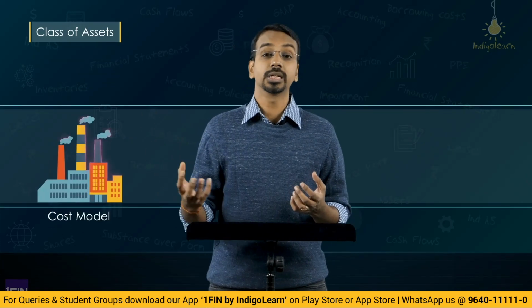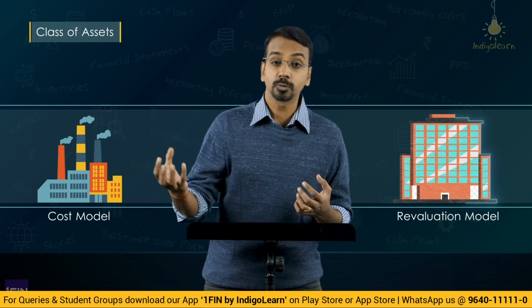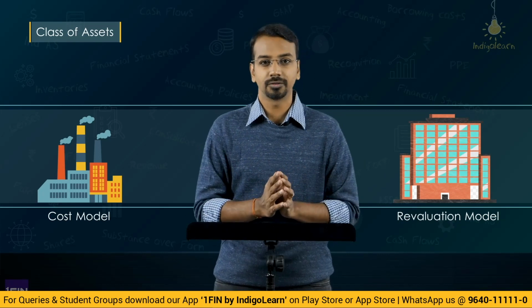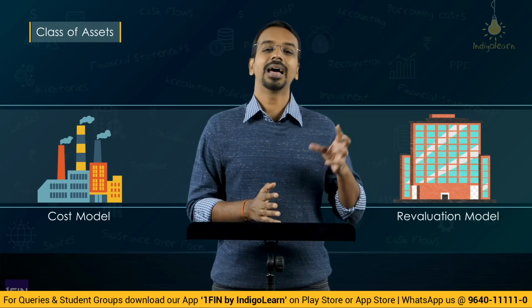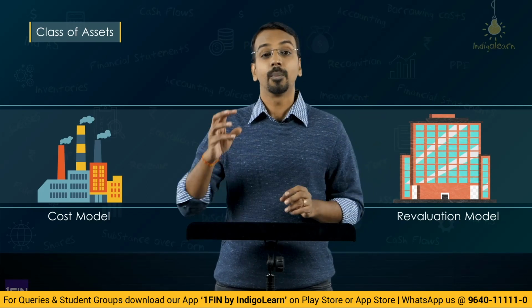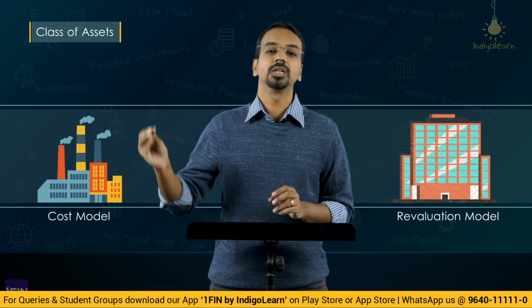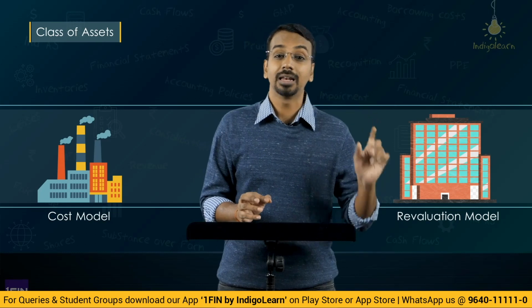Let's take one more example to understand the class of assets much better. Say there is a company, the company owns factory buildings and warehouses, and the company also owns office buildings. So, you have factory buildings, warehouse buildings and office buildings, and these are located at different parts of the country. Now, what the company wants to do is, it wants to apply the revaluation model to the office buildings, but it wants to carry the factory buildings and the warehouse buildings using the cost model. So, for one kind of buildings, it wants to apply the revaluation model.